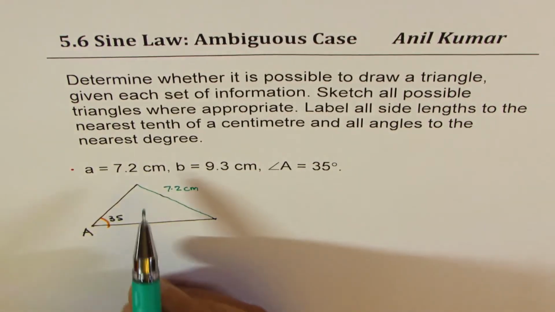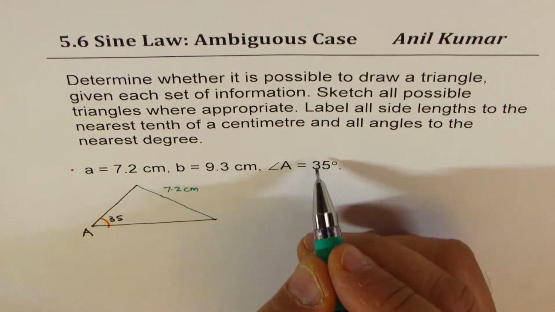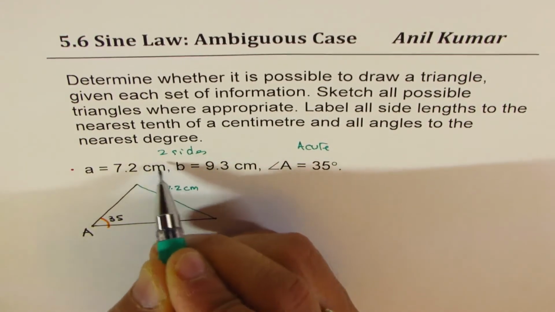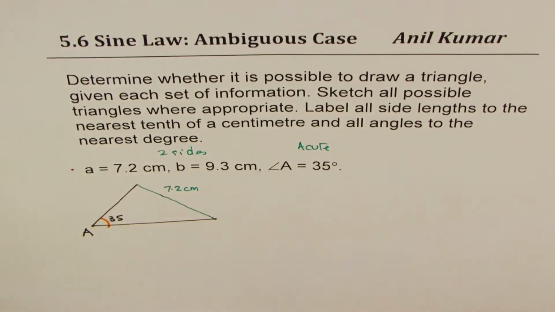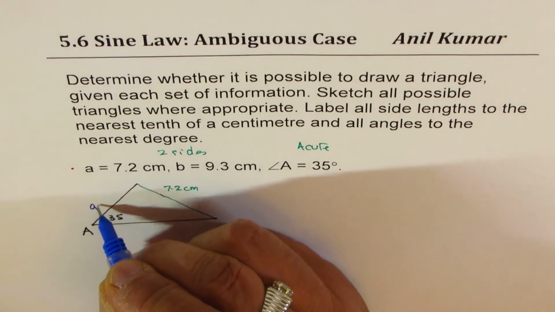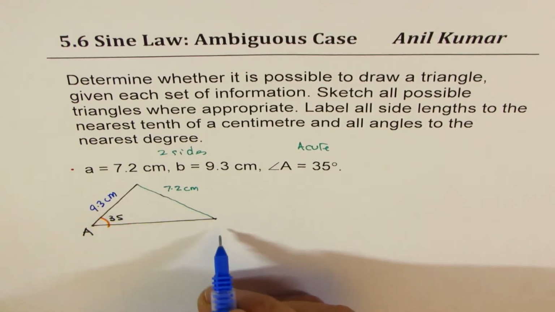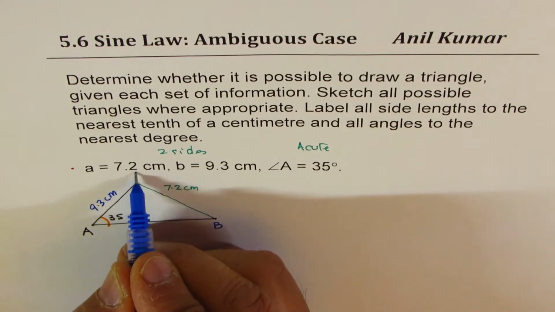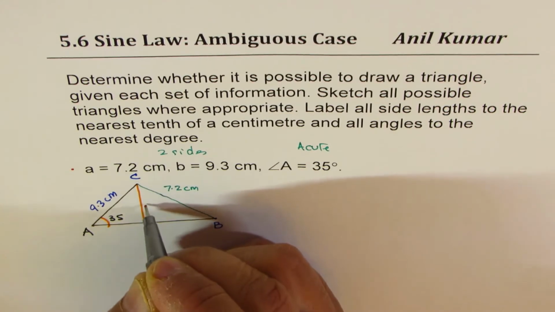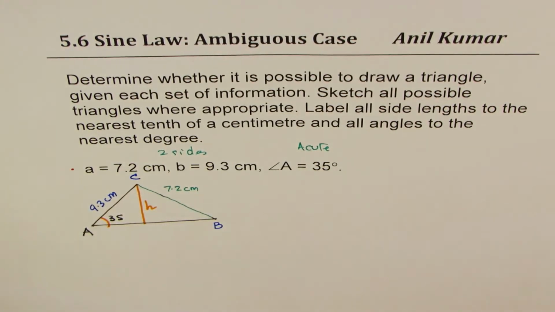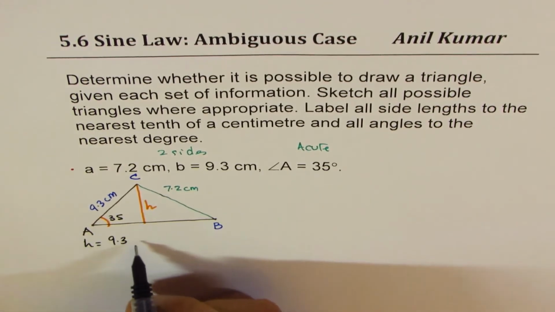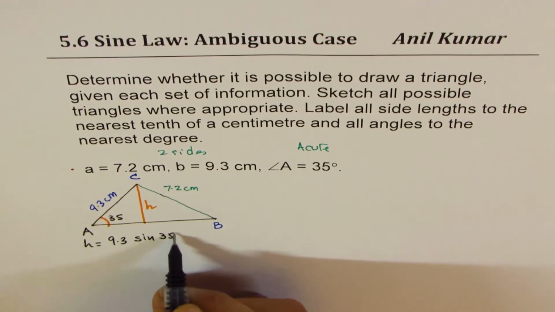We'll test for ambiguous case since we are given an acute angle, right? So we have an acute angle and two sides, so we are going to check for ambiguous case. The side opposite to A is a, which is 7.2, and then we have 9.3 centimeters here, which is against vertex B. So we'll call this vertex C. The idea is to find the height or the altitude of the triangle. Now in this particular case, what is height equal to? We say height is 9.3 sine of 35 degrees.